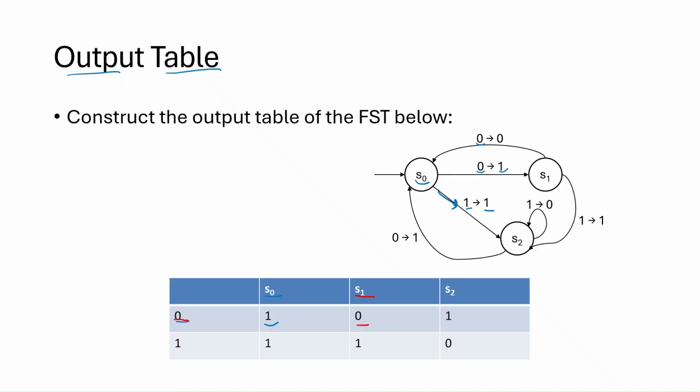And if your current input symbol is a 0 and you are at S2, the machine is going to output a 1, and similarly for the second row of the table. So you see that if we have these two tables, then we don't need the diagram, because the two tables together represent the same information about the finite state transducer.